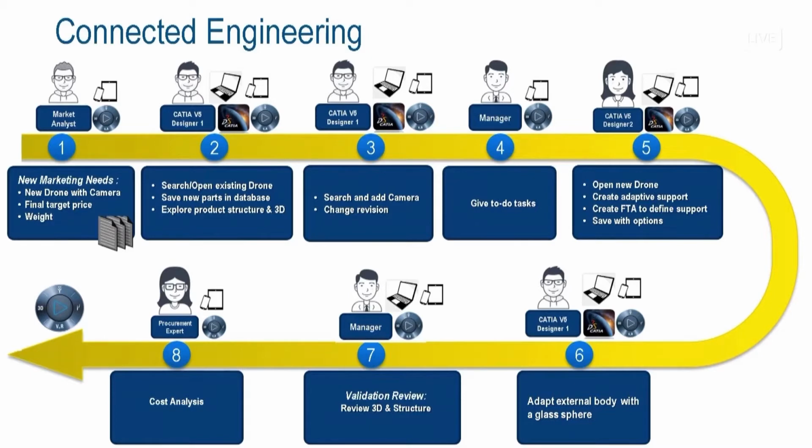In step 5, a second CATIA v5 designer opens up the new project and creates the part to connect the camera to the original drone model and saves it inside the platform. In step 6, we go back to the first CATIA v5 designer. He modifies the body of the drone and adds a protective glass sphere to the design. In step 7, the manager reviews and validates the design work. And finally, in step 8, another type of user in procurement needs to access the 3D design to create a cost analysis. So with that background, let's go through the process and show you how it works.